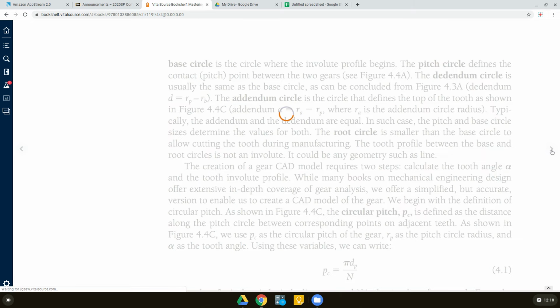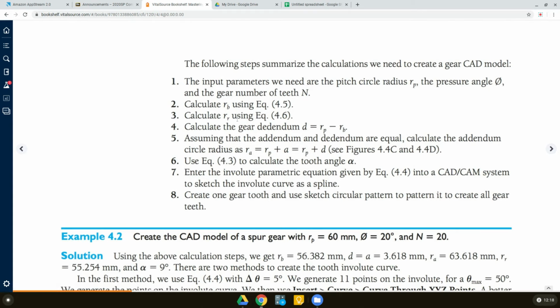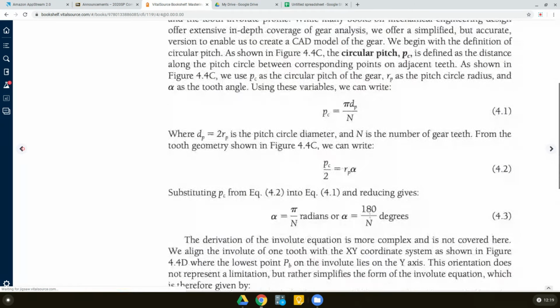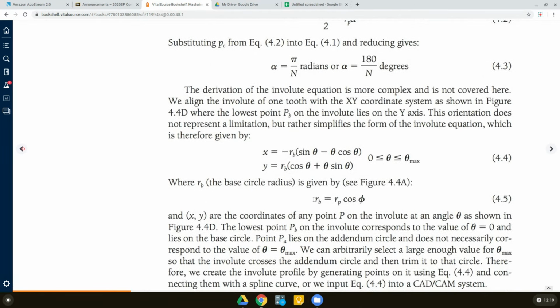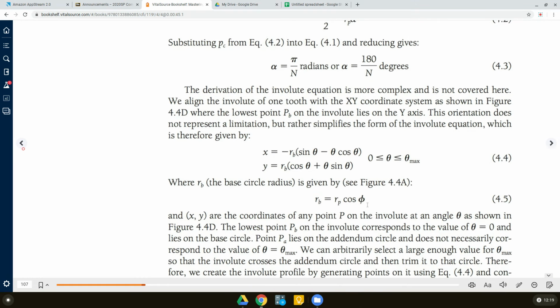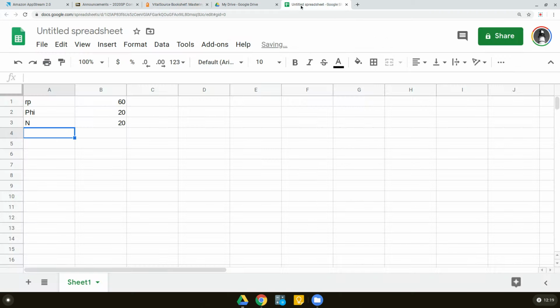So once again, coming back to the instructions, we need to calculate RB using equation 4.5, which is the base circle radius, and then step number 3, which is to calculate root circle radius using equation 4.6. So I'm gonna look for equation 4.5 here. That is RB is equal to RP times cosine of phi. So I need to calculate that RB and then a root circle RR.